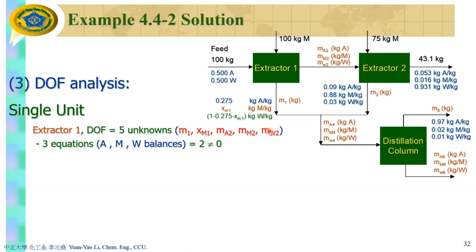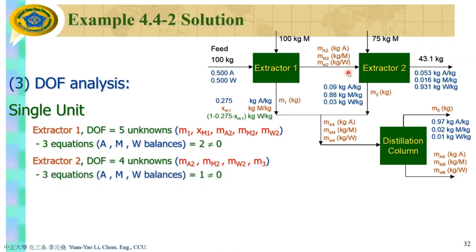How about extractor two? How many unknowns do you have? You have four unknowns, right? Two inputs, two outputs, four unknowns. Again, four directions to think of the equations. Once again, unfortunately, you only have three equations because there are three species only.